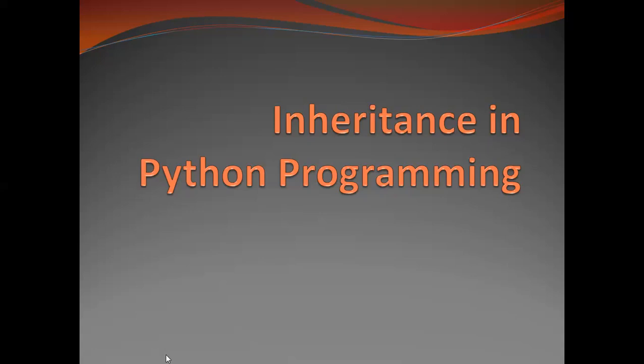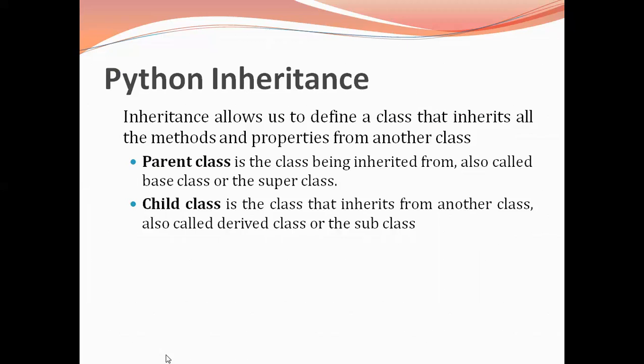So for that, before starting, we should know what inheritance is. Inheritance is the concept of object-oriented programming where there will be two classes. One is called the parent class and another one is called the child class. Whenever the child class wants to inherit the methods and the properties of another class, that is the parent class, then the concept is said to be inheritance.